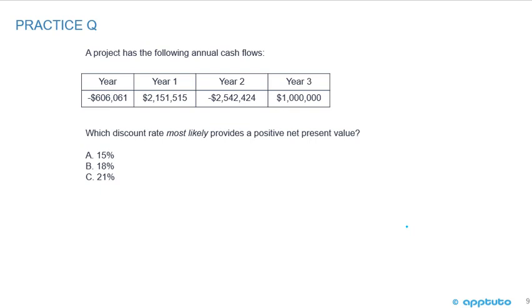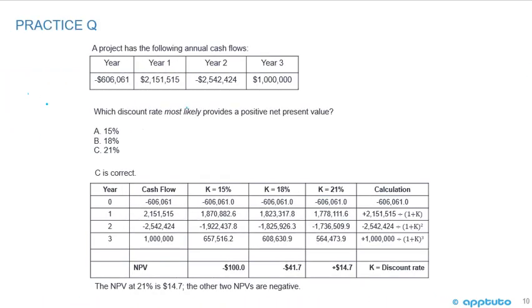So which discount rate most likely provides a positive net present value? Is it A, 15%, B, 18%, or C, 21%? Okay, this is a bit of a tricky question, and the reason is because we have non-conventional cash flows.